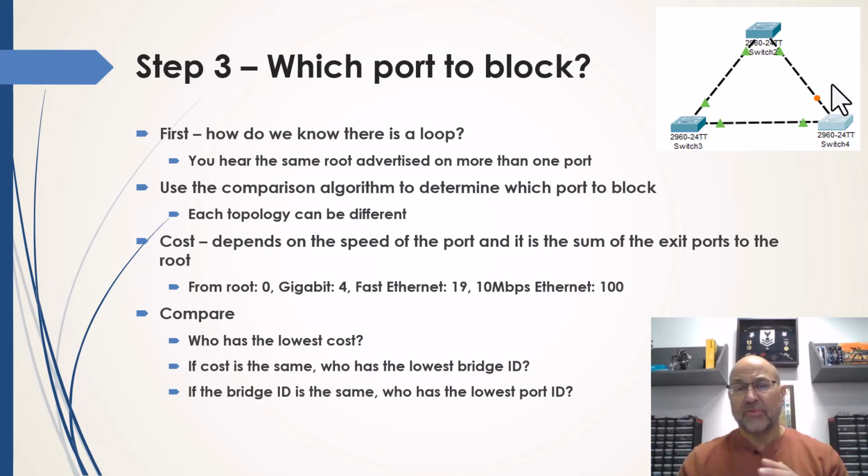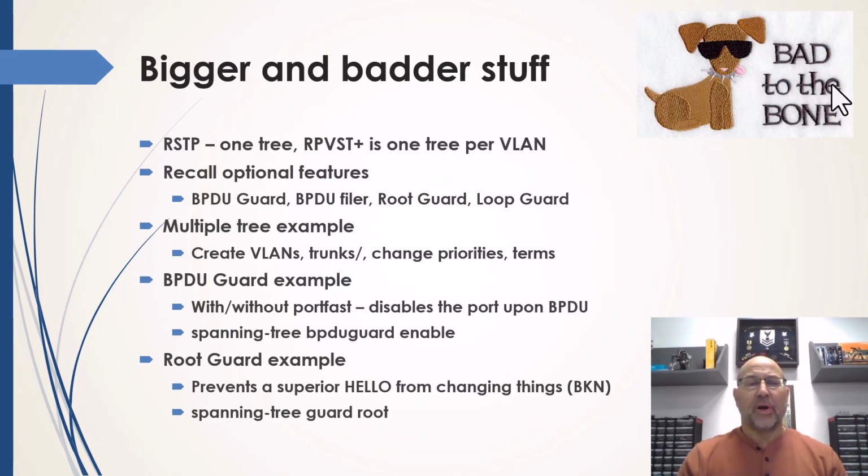So gigabit was 4, fast Ethernet was 19, 100 or 10 megabit Ethernet was 100. And then anything from the root was going to have a path cost of 0. So that's how we figure out how to block. And we continue to block until there are no more loops. So you could have 50 loops out there, and you'll block enough ports till eventually you have a tree or a star.